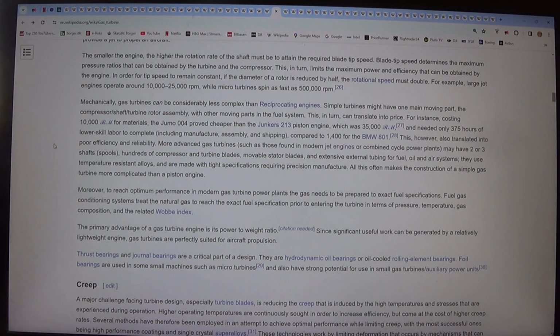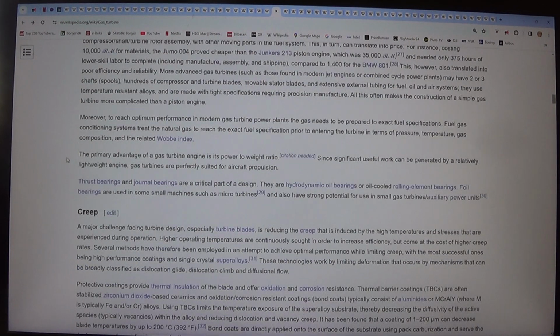More advanced gas turbines, such as those found in modern jet engines or combined cycle power plants, may have 2 or 3 shafts, spools, hundreds of compressor and turbine blades, movable stator blades, and extensive external tubing for fuel, oil and air systems. They use temperature-resistant alloys, and are made with tight specifications requiring precision manufacture. All this often makes the construction of a simple gas turbine more complicated than a piston engine. Moreover, to reach optimum performance in modern gas turbine power plants, the gas needs to be prepared to exact fuel specifications. Fuel gas conditioning systems treat the natural gas to reach the exact fuel specification prior to entering the turbine in terms of pressure, temperature, gas composition, and the related Wobbe index.